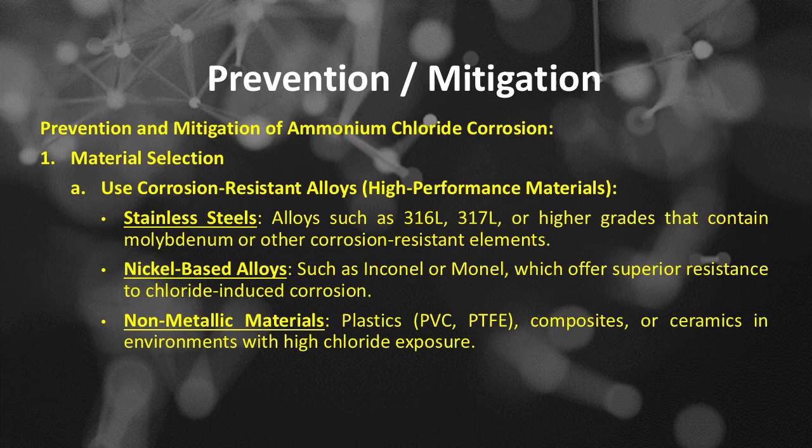Prevention and mitigation of ammonium chloride corrosion includes: number 1 is material selection, which includes: number A, use corrosion-resistant alloys or high-performance materials, including stainless steels, alloys such as 316L, 317L, or higher grades that contain molybdenum or other corrosion-resistant elements; nickel-based alloys, such as Inconel or Monel, which offer superior resistance to chloride-induced corrosion; nonmetallic materials, plastics, PVC, PTFE, composites, or ceramics in environments with high chloride exposure.